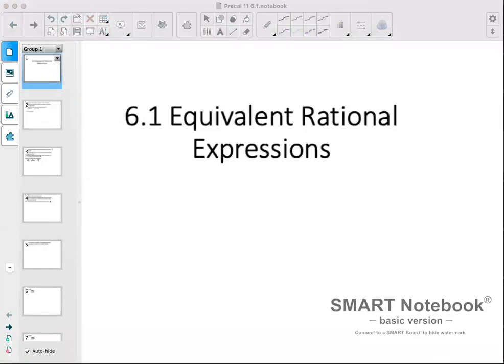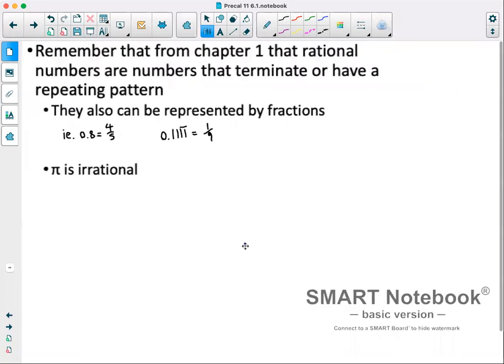Hi, today we're going over 6.1, equivalent rational expressions. So remember that from chapter 1, a rational number is a number that terminates or has a repeating pattern. They can also always be represented by fractions. So for example, 0.8 is the same as 4 over 5.